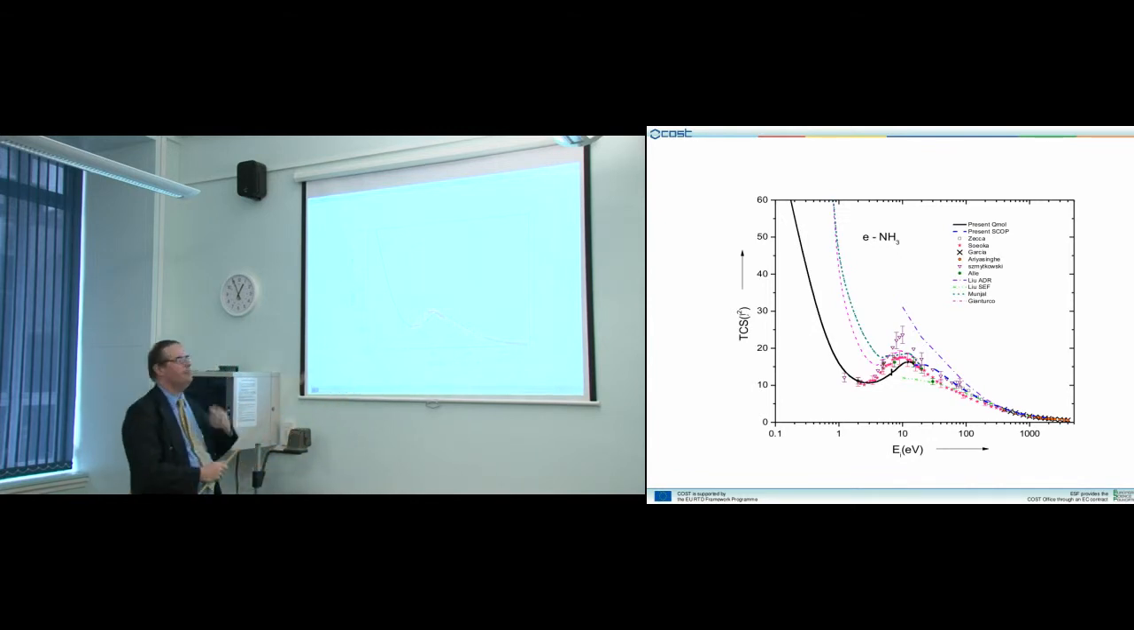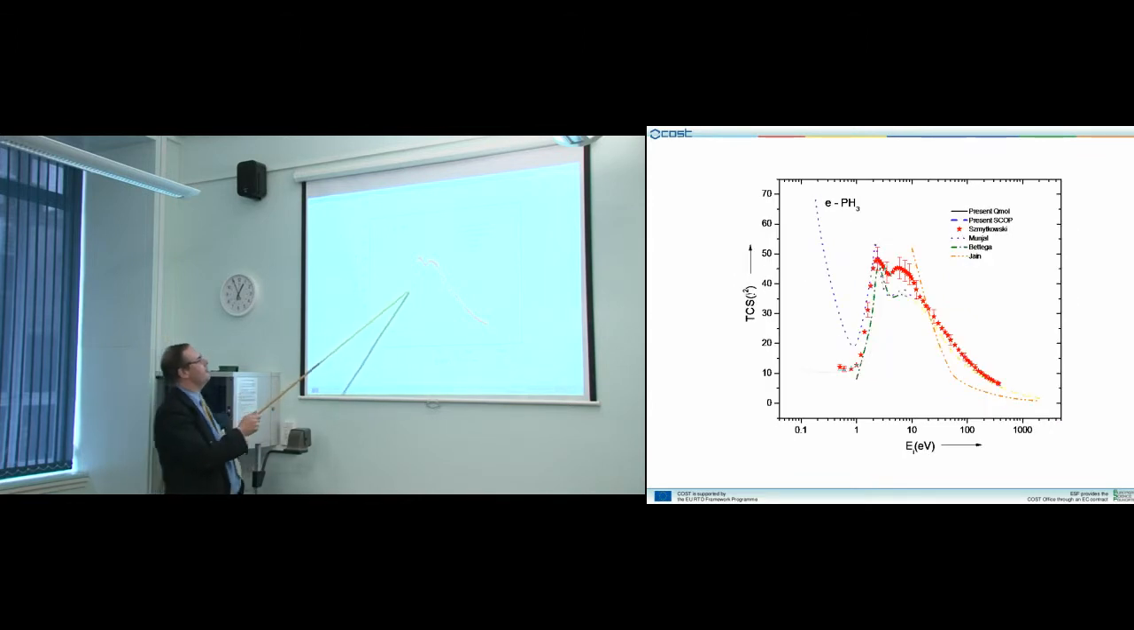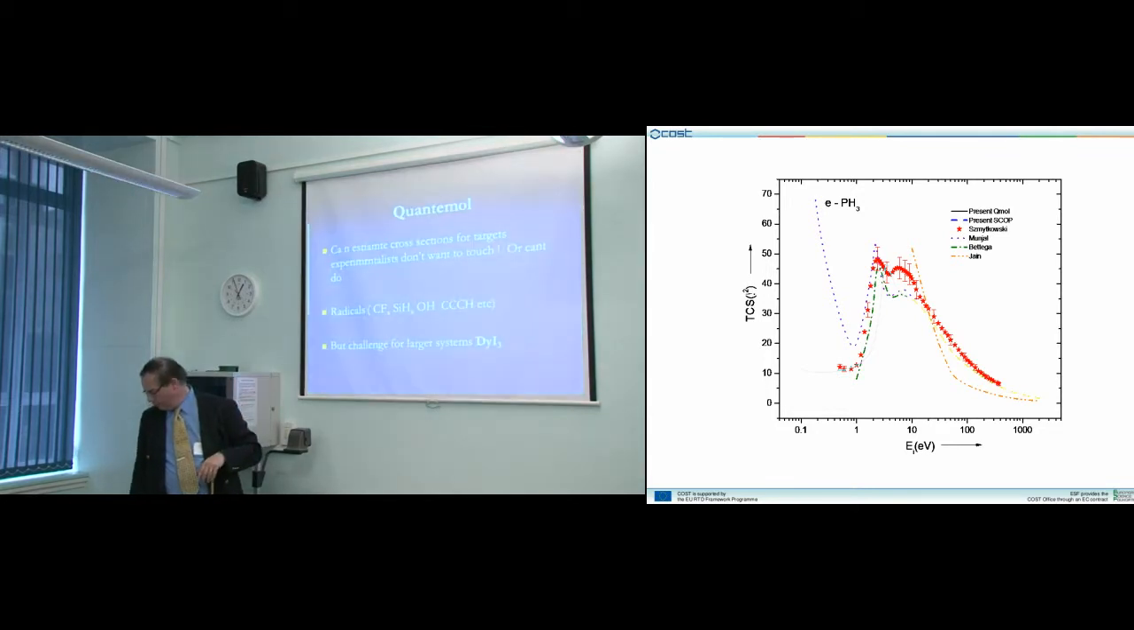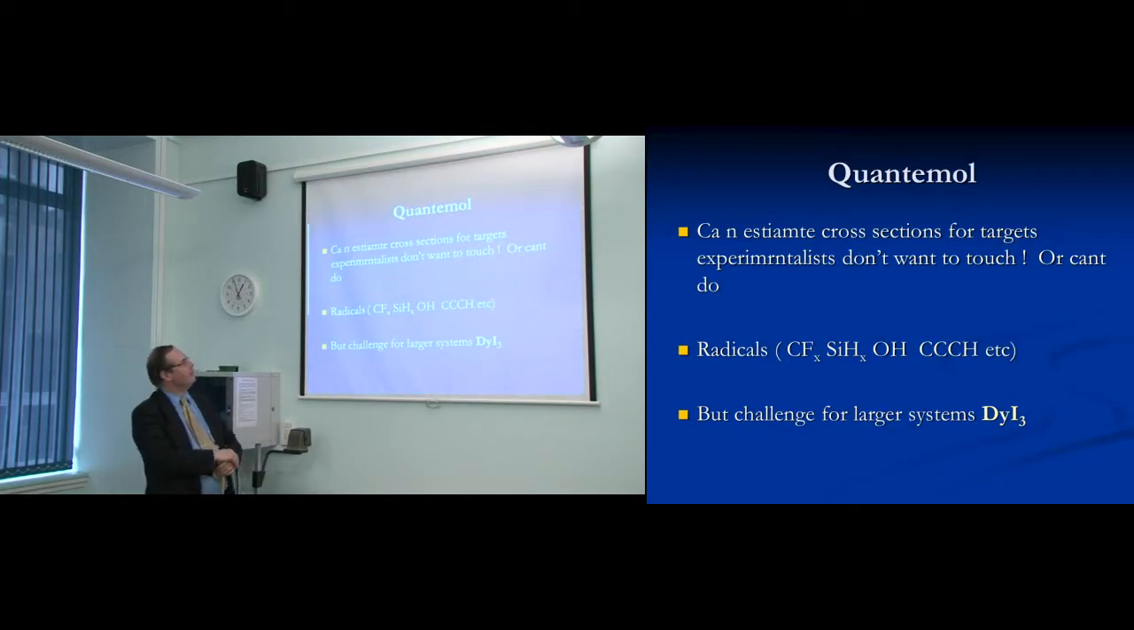What this shows is that if you combine these techniques, low and high energy, and here's another one which has got a resonance in it, so that's always a good test, you will see the Quantemol calculations are here, the scope calculations are coming in here. They actually agree quite well with the theory. They are certainly always within the experimental error bars, which never actually match up. So what Quantemol will be able to do is estimate cross-sections for targets experimenters don't want to touch, particularly poisonous ones, or we can't do. It will produce all the calculations for radicals.